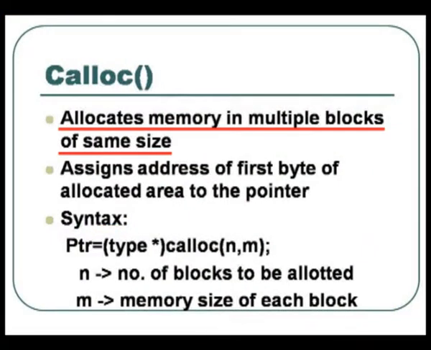Now the calloc function works slightly differently. This also allocates memory, but in multiple blocks of the same size. So in malloc it allocates one full block for the maximum size.